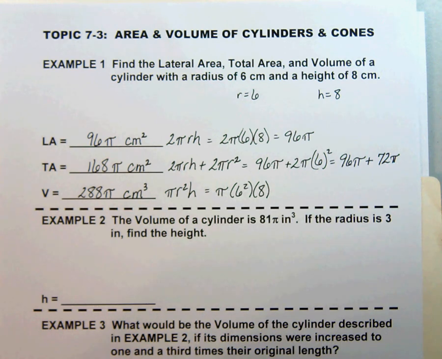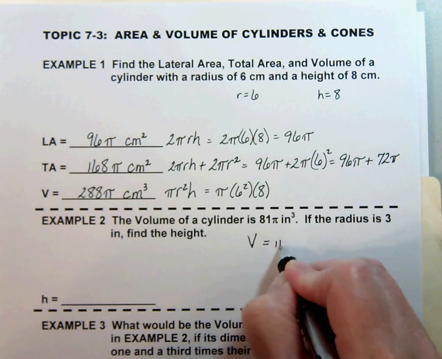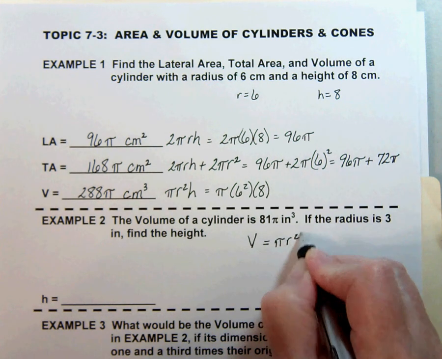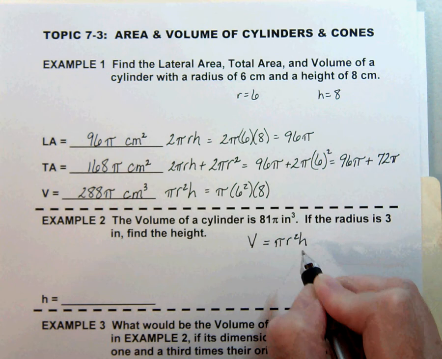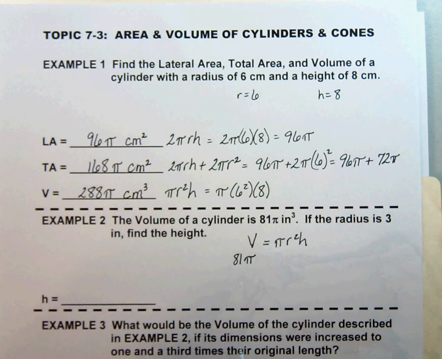Now, let's do the next one where they've given us the volume. See how it says the volume? They told us the volume. So I'm going to write the volume formula for a cylinder, and under the V I'm going to put 81 pi because that is the volume answer. They've given us the answer, and you don't need to write the inches cubed. That would just confuse you as far as the variables. So don't put the units, just put the answer.